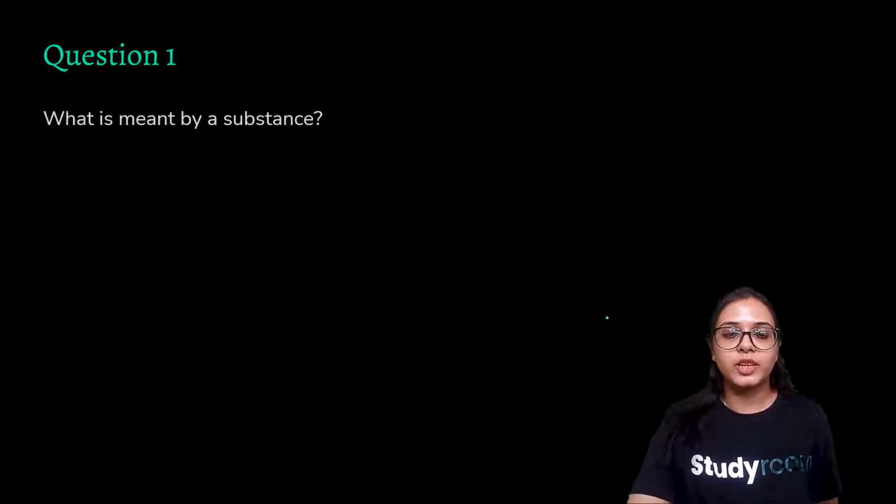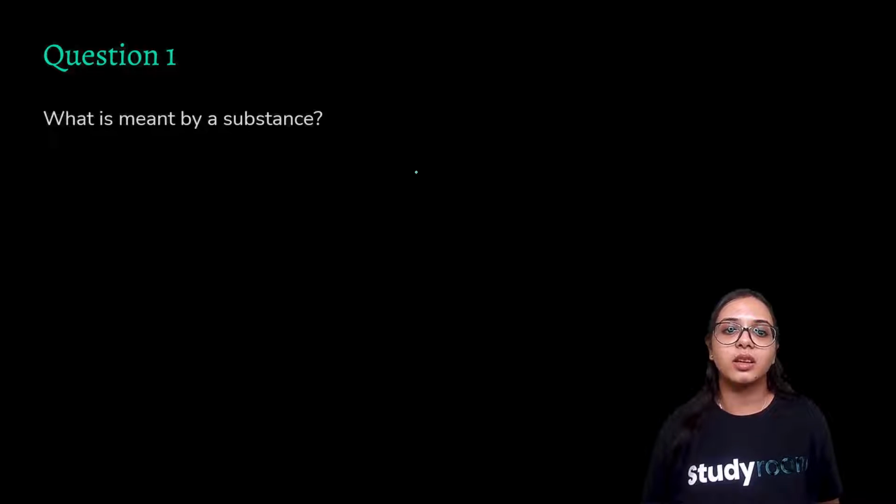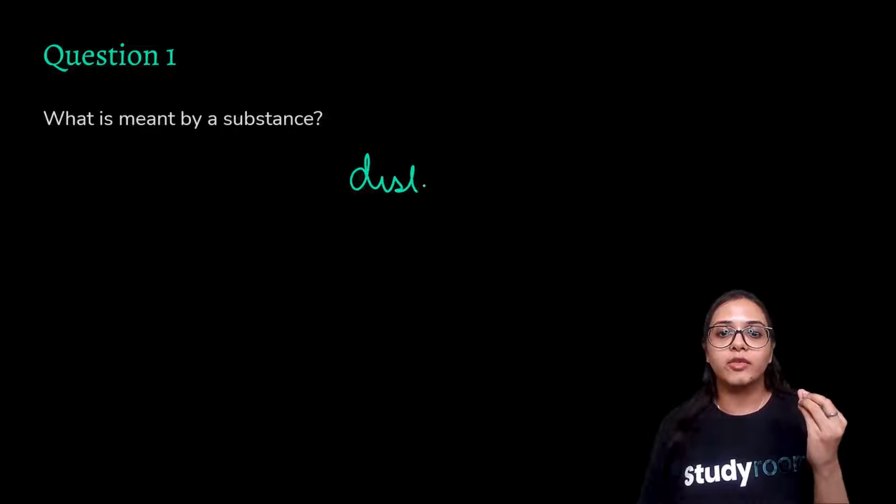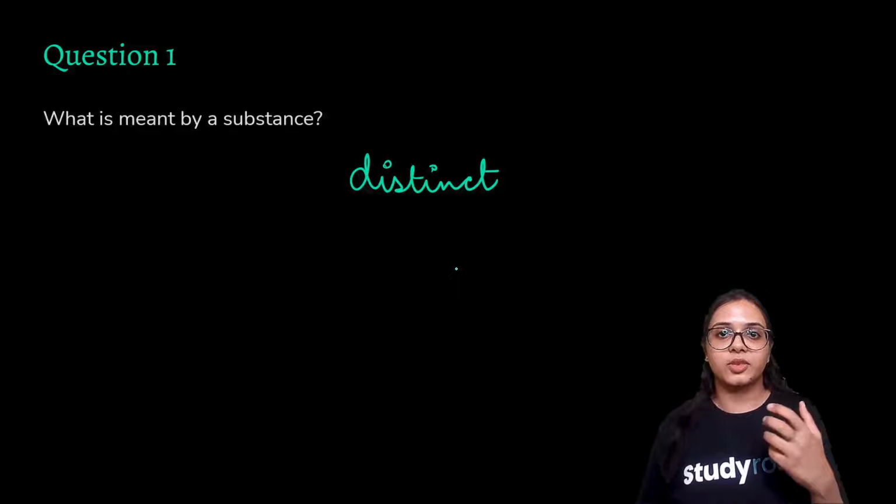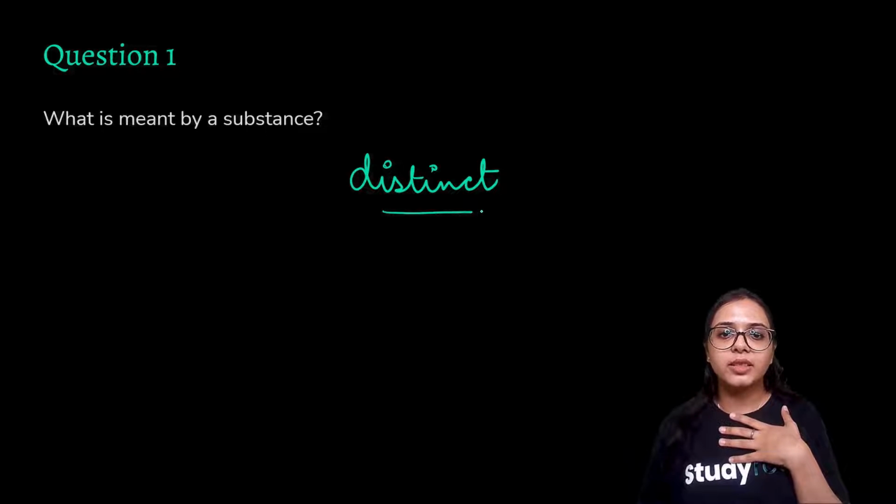Question 1, what is meant by a substance? A substance is basically a kind of matter that has distinct physical and chemical properties. There is a uniformity in a substance. The properties are very distinct, very particular and peculiar to that one form of substance.